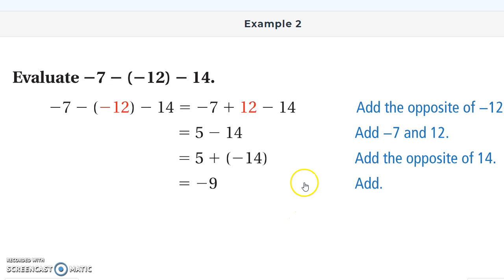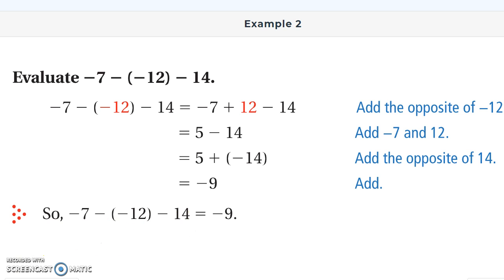In doing this problem, I do think it's fine if you notice that you have a negative 7, and then this is a negative 14, and that would have given you negative 21 and a positive 12. You would still get negative 9. Okay? Works the same.